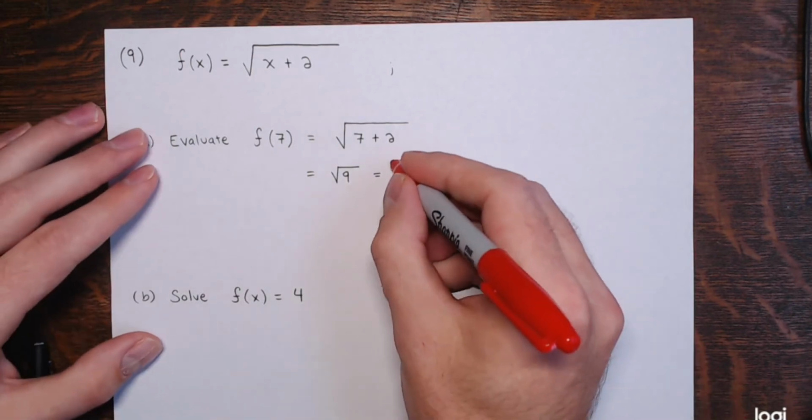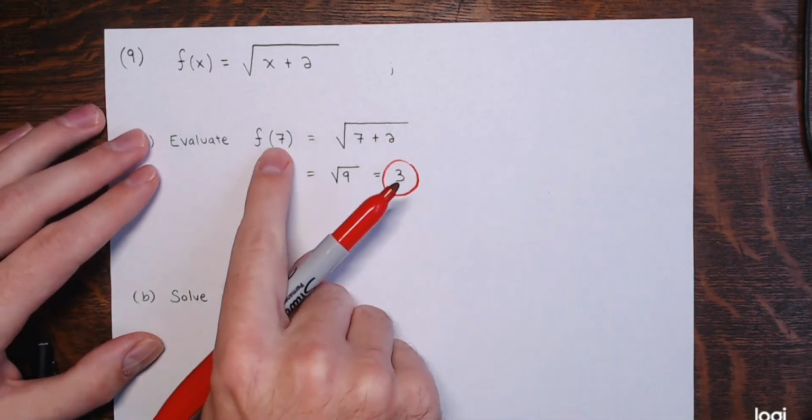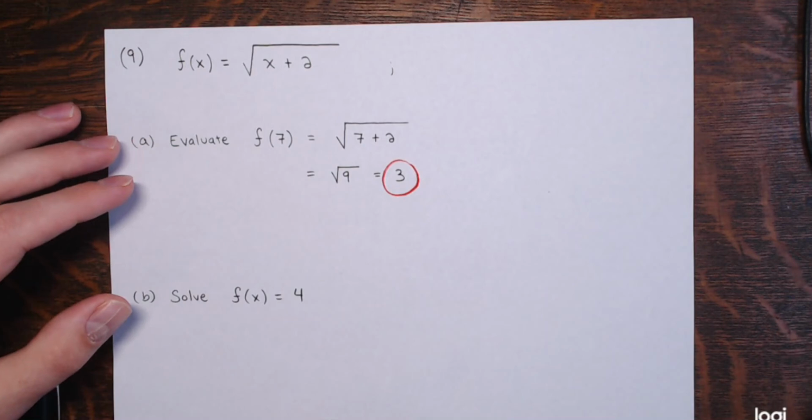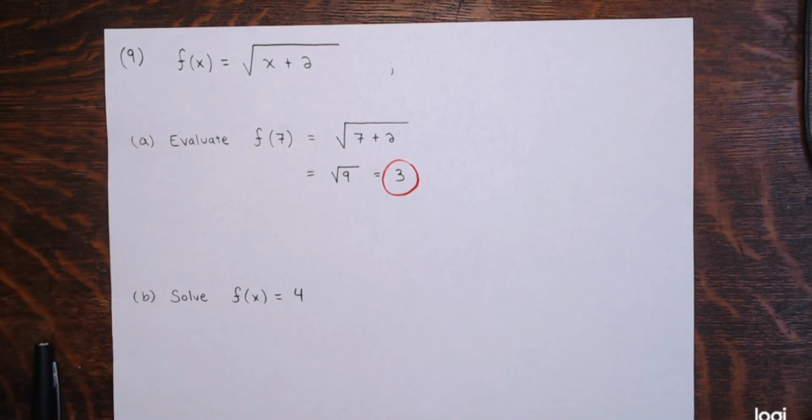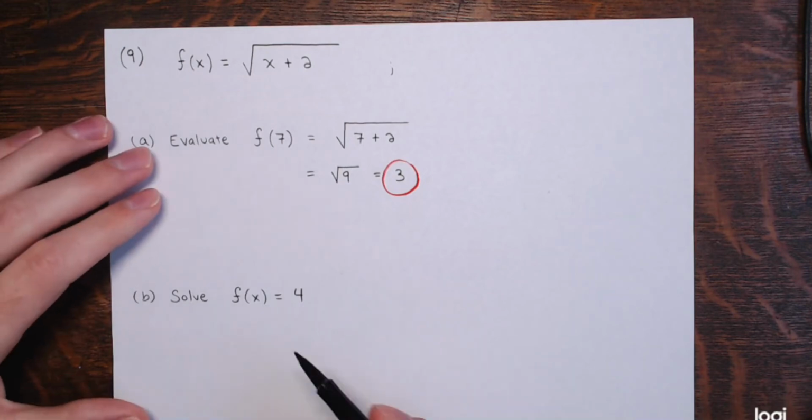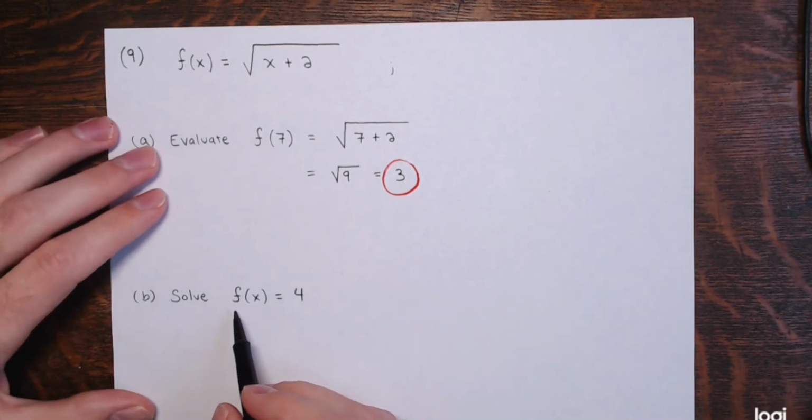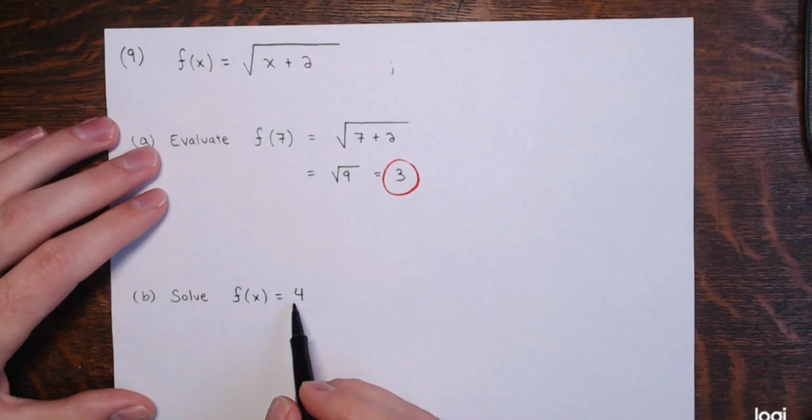All right, so if I were graphing this, the ordered pair (7, 3) would be on the graph. I'm not going to show you that one this time. You can do that on Desmos on your own. And then part B, solve this equation here.